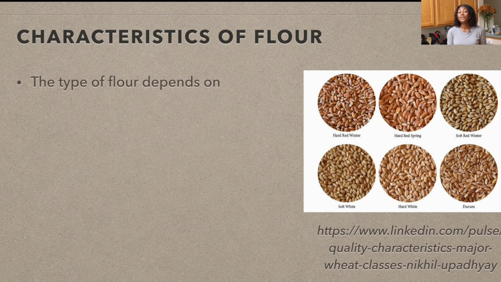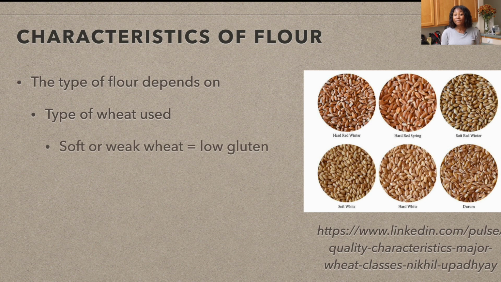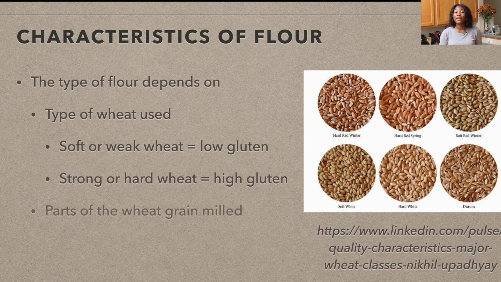The different types of flour we have mostly depends on the type of wheat that was used. And generally, wheat is categorized into soft wheat, which means it has a lower protein or gluten content, or you have hard wheat, which has more protein or more gluten. The type of flour will also depend on which parts of the wheat grain was milled.